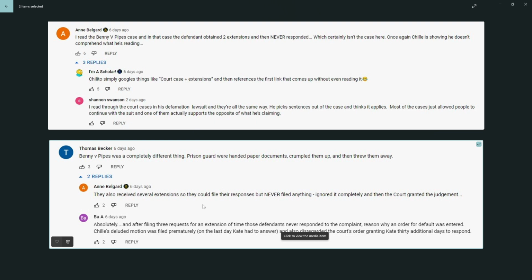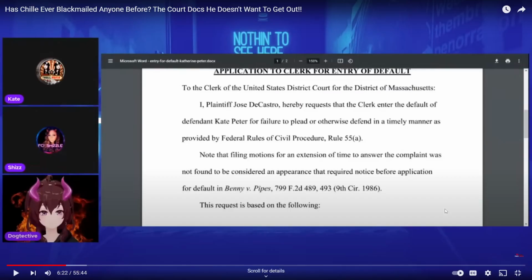So the whole reason, all right, so let's go back to Benny v. Pipes, all right? Note that filing motions for an extension of time to answer the complaint, right? So he had received Kate's letter, was not found to be considered an appearance that required notice before application for default. So what Chili here is saying, and it's plain English. I don't know why you stupid people, oh, sorry, because you're stupid. That makes sense. To understand it, is Chili had received the letter.